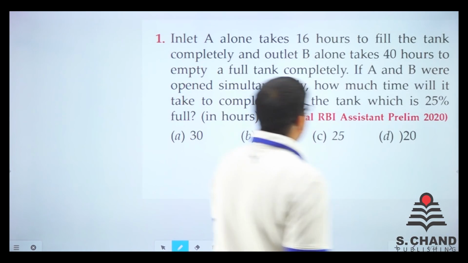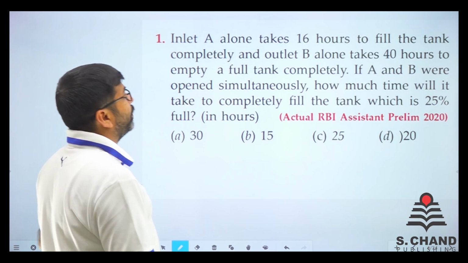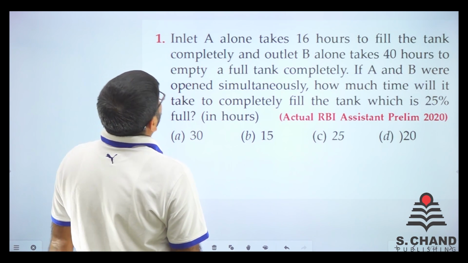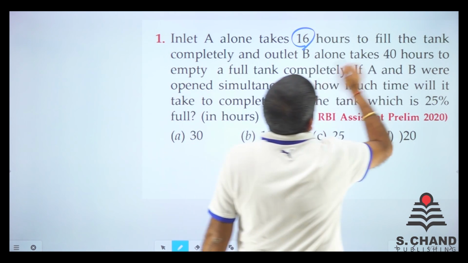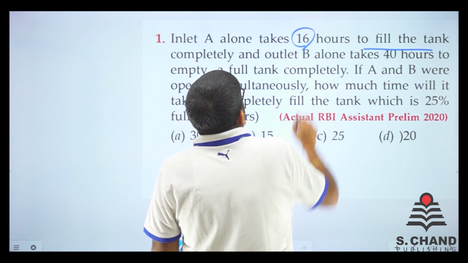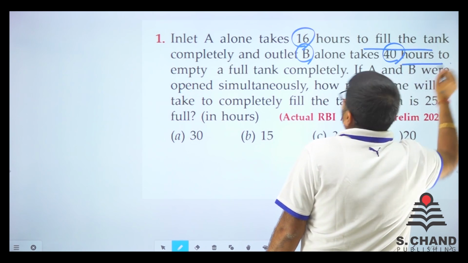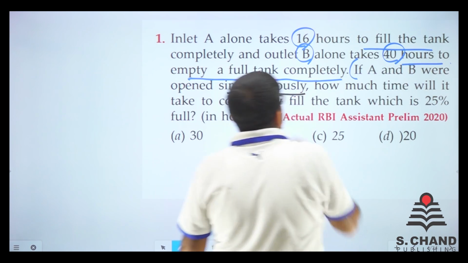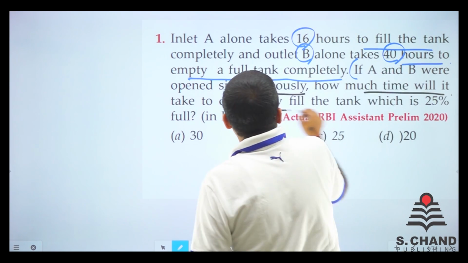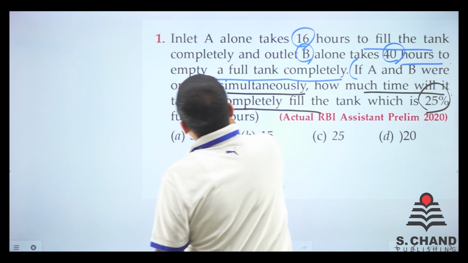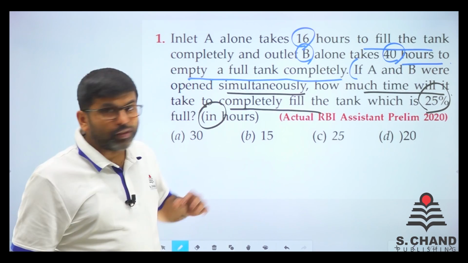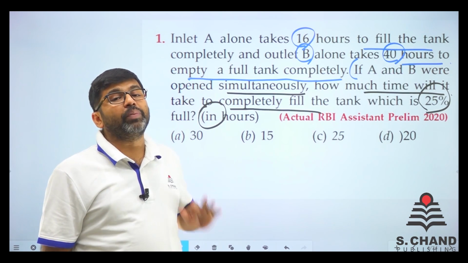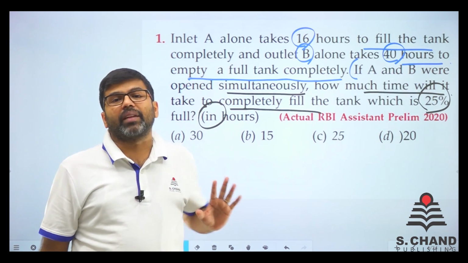Let's start with some of the questions. Here we go. We have question number 1, that is actual RBI Assistant Prelim 2020. Inlet A alone takes 16 hours to fill the tank completely, and outlet B alone takes 40 hours to empty that full tank completely. A and B were opened simultaneously. How much time will it take to completely fill the tank, which is 20% full? Now 25% is filled in the beginning, so only 75% is remaining, right?